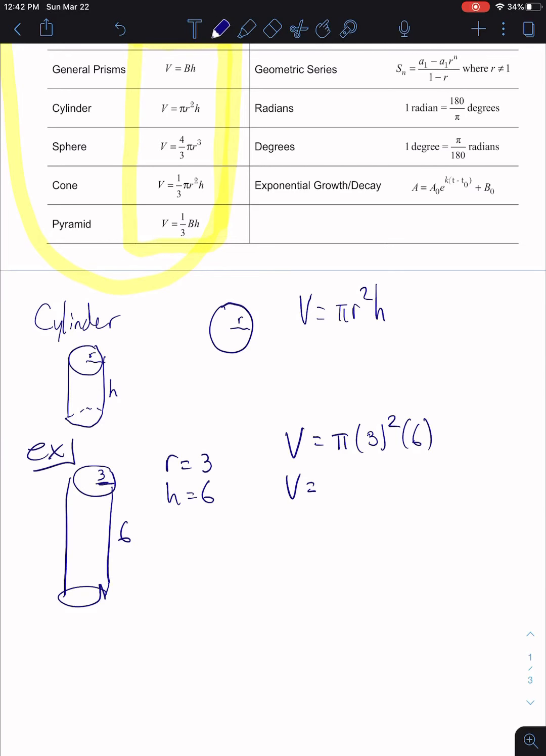So 3 squared is 9. 9 times 6 is 54. So we end up with 54, and then we just tack on that pi. So volume is 54 pi.